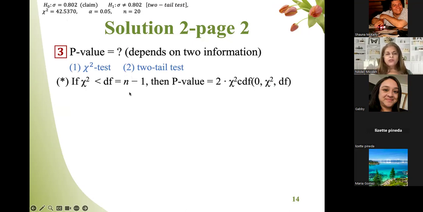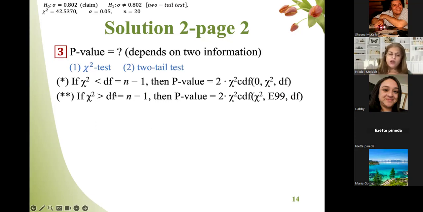My n was 20, so degree of freedom is 19, correct? So test value 42.5370 is less than 19 degree of freedom. So test value is less than degree of freedom. So I have to find the area of the left tail, then double it. So p-value is 2 times chi-square CDF of 0, which is the left side of my curve, then my test value and degree of freedom. This chi-square CDF gives me the area of the left tail.